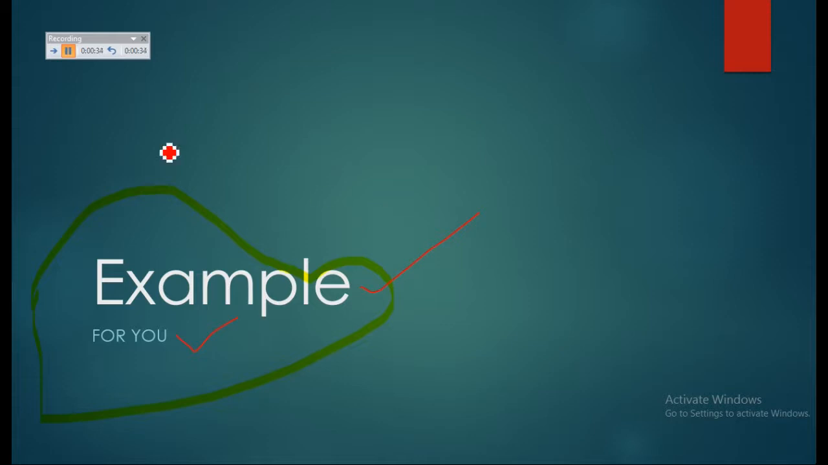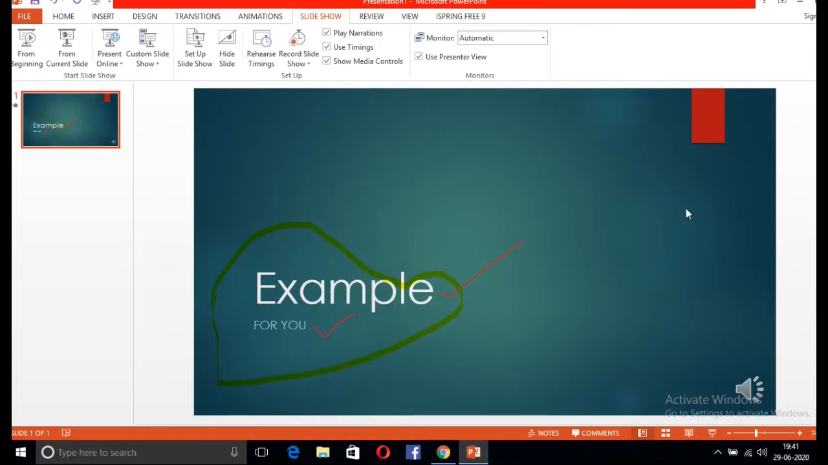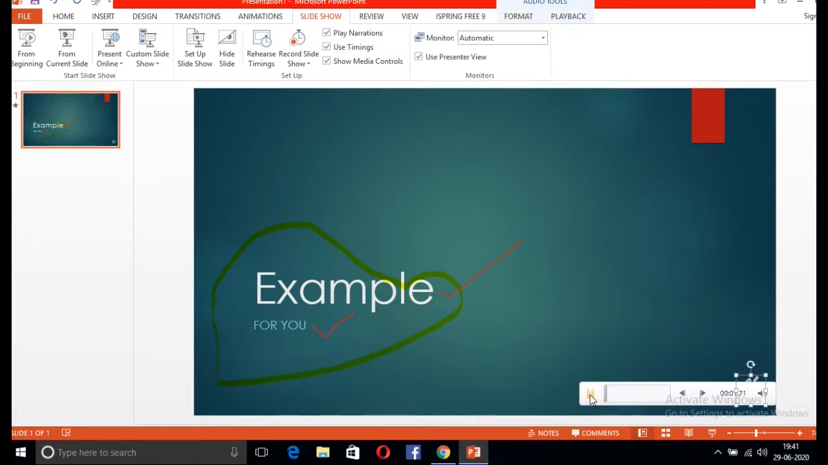After recording, just click the close button or the escape button. Click keep for keeping these marker pen marks. That's all, your video is now ready. You can see the speaker button here, click that. So here is your PPT.